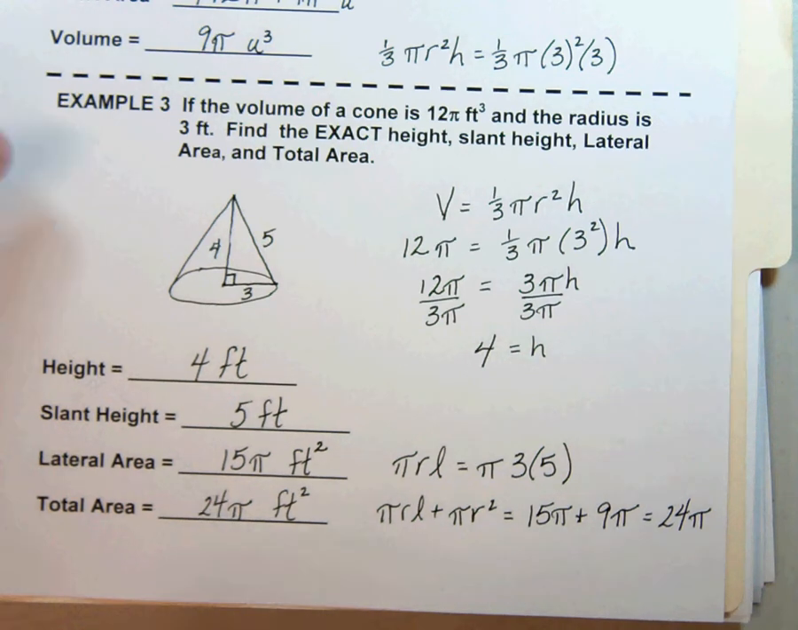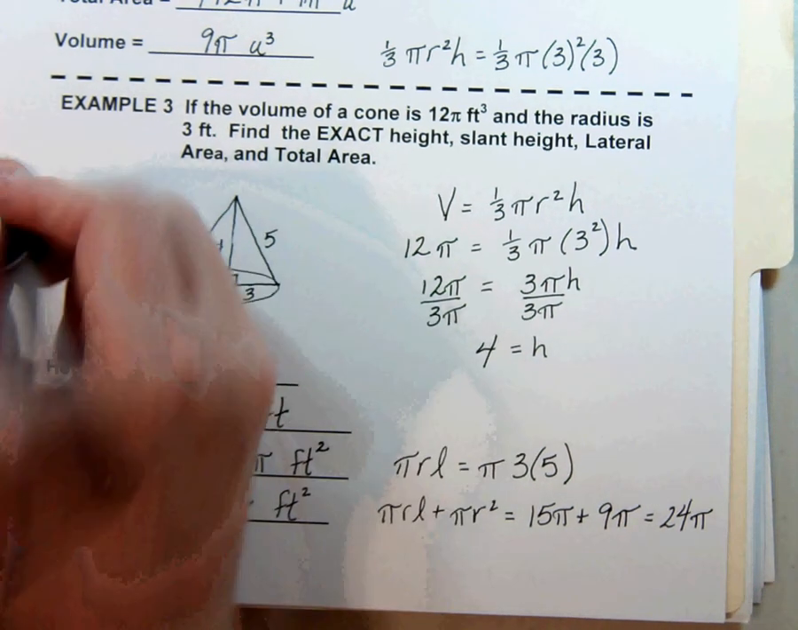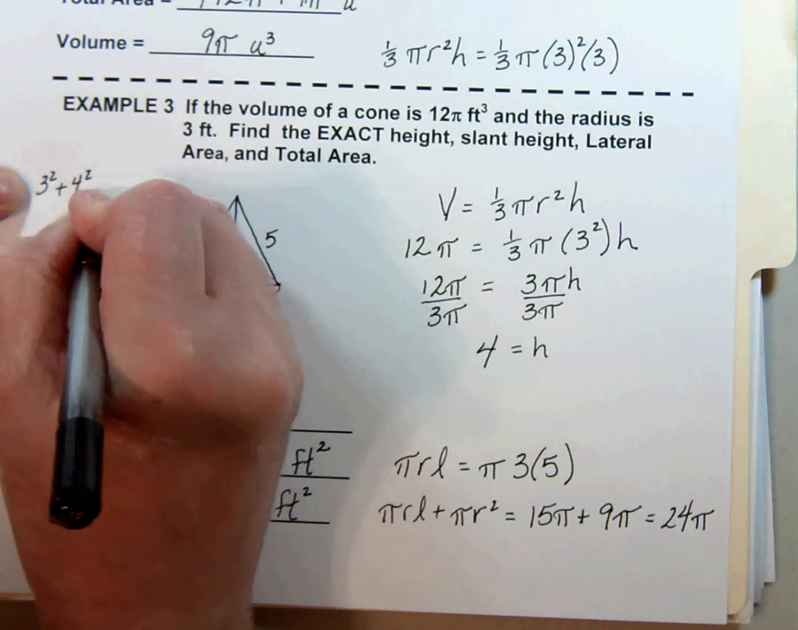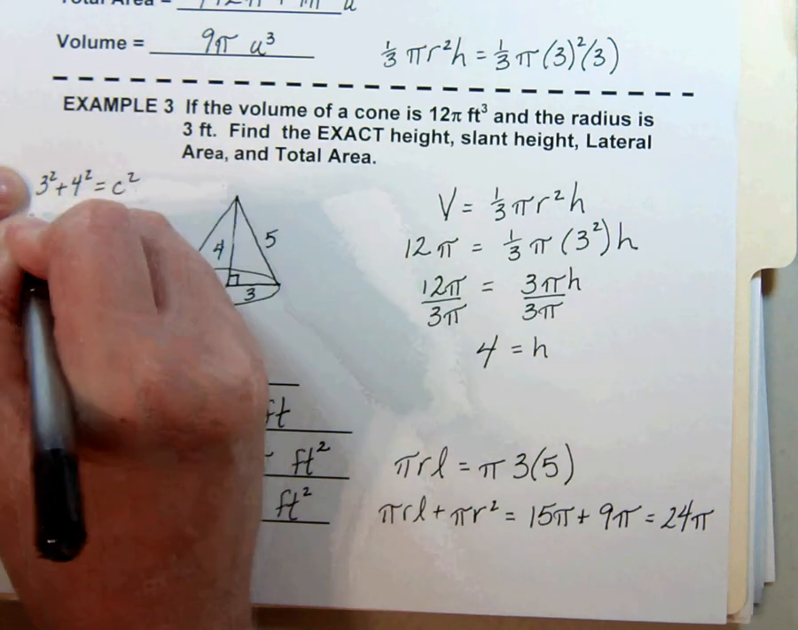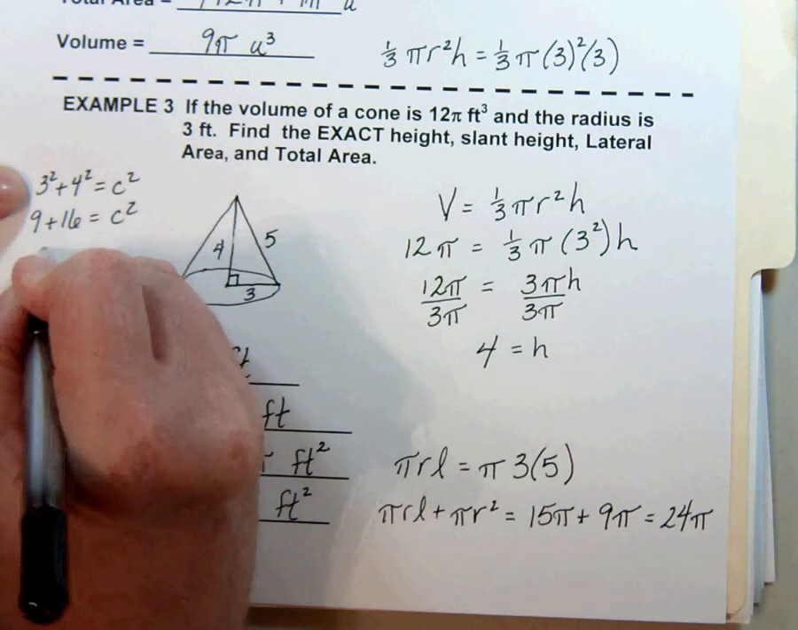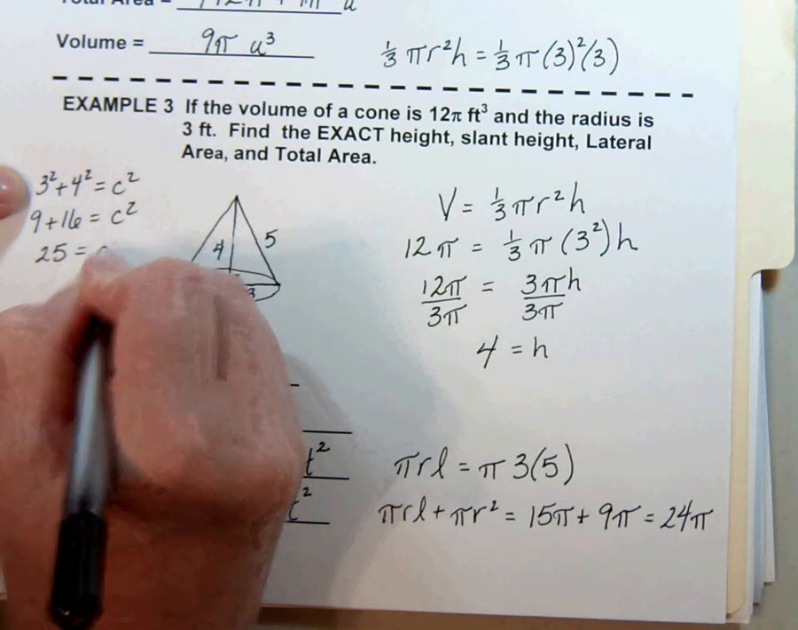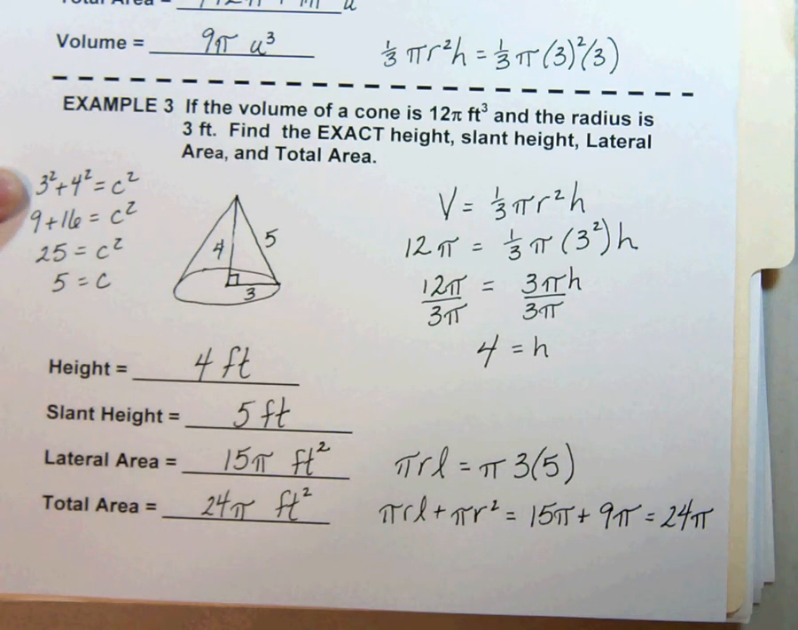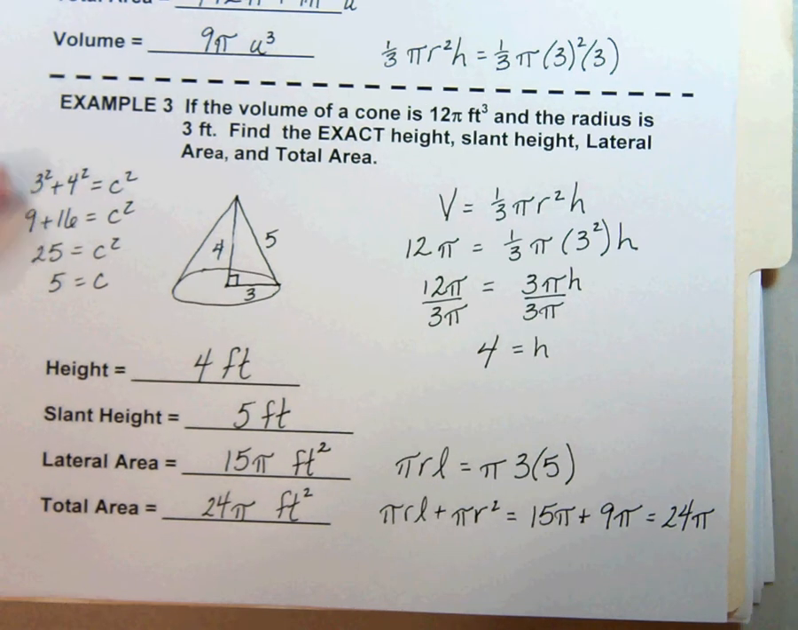You know, I think I will go ahead and explain how I got this 5, just to refresh your memory. 3 squared plus 4 squared equals c squared. See how that's 9 and 16? 9 plus 16 is 25. So the square root of 25 is 5. You can always check your Pythagorean triple by using the Pythagorean theorem.